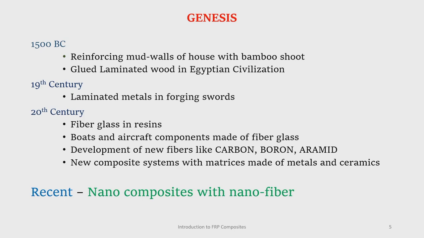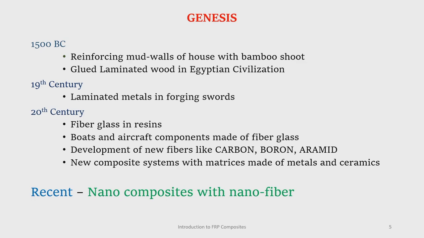So this has been there in BC; traces have been there in BC. In the 19th century, there are examples of laminated metals used in wire, made by forging, okay. Then in the mid 20th century, fiberglass in resins was first used for structural components. Boats and aircraft components are made of fiberglass. Then in the latter part of the 20th century, modern fibers like carbon fibers, boron fibers and aramid fibers came up.